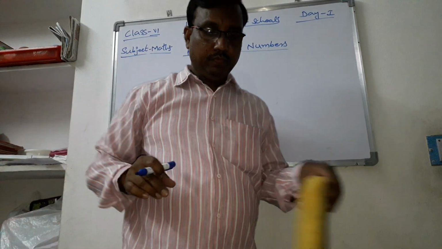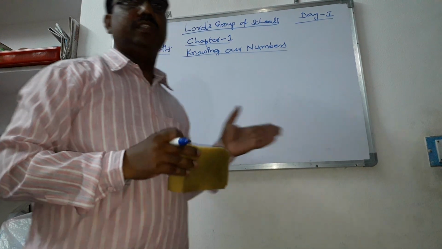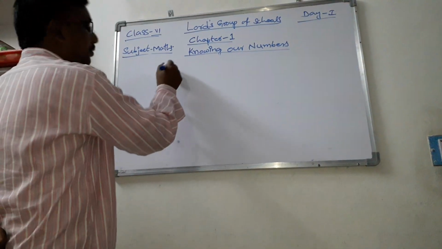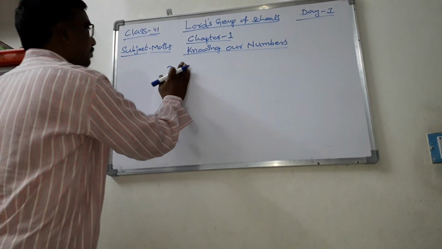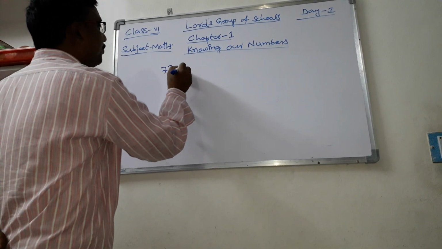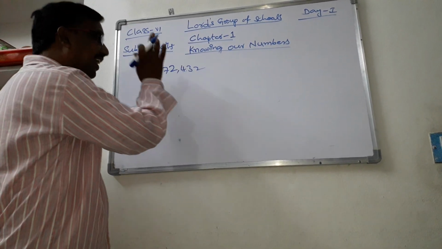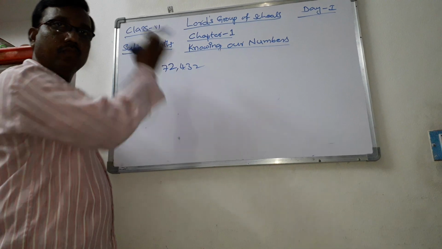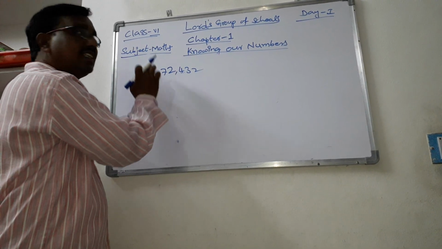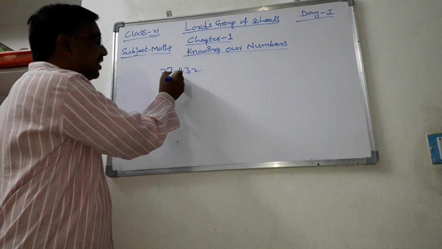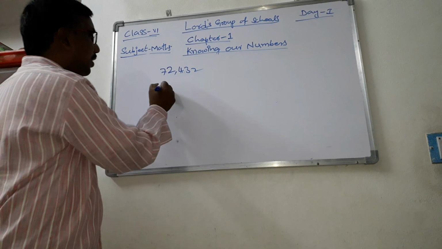And also, when we have been given some numbers, we will write them in words. For example, 72,432. So first we will read the number. We are writing the number in words: ones, tens, hundreds, thousands, and 10,000. It is 72,432. We will write the given number in words. How?